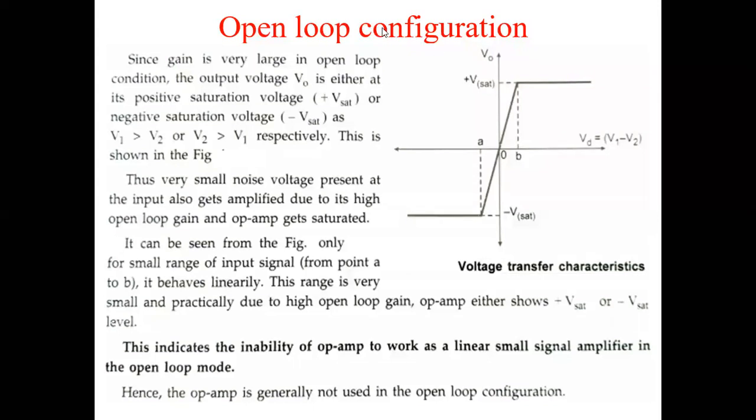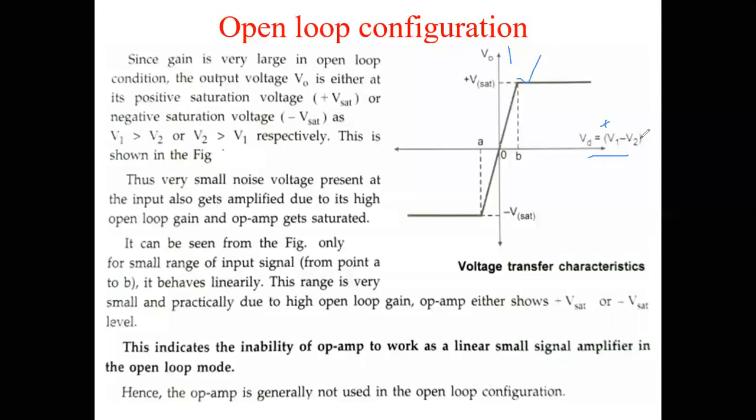So the concept here is about voltage transfer characteristics. This is the input voltage and this is the output voltage. VD is nothing but the difference of the two input voltages. If VD is slightly plus, then the output will go to plus V sat.